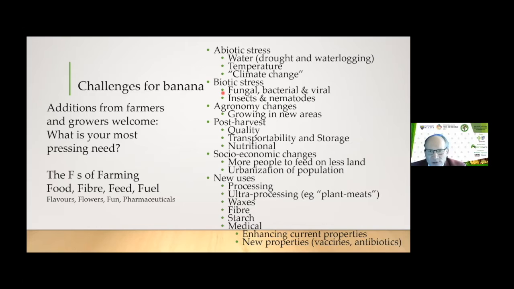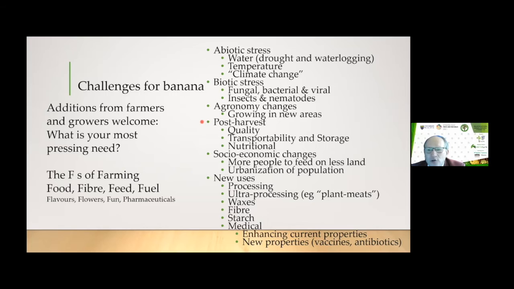Of course, that also links into agronomy. We can do a lot with agronomy to overcome some of these stresses, but also for banana, can we expand the area of this highly productive crop, not to replace wild areas, but to replace other less productive agricultural products?